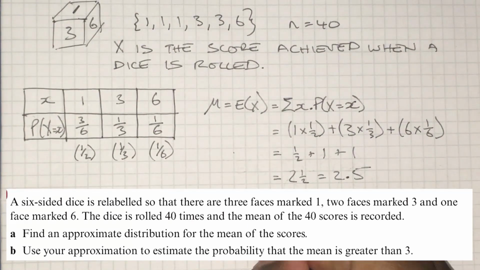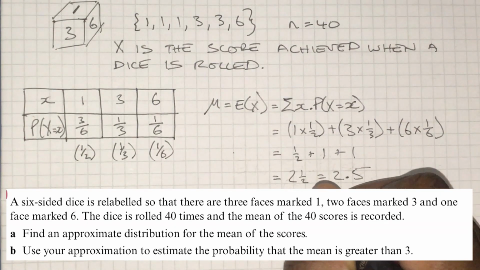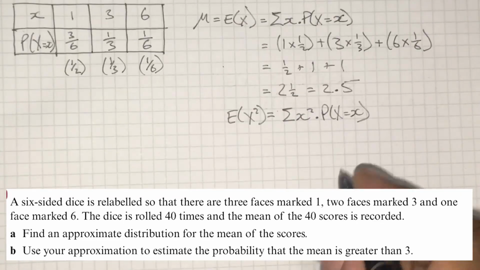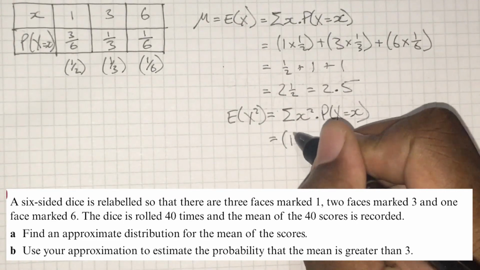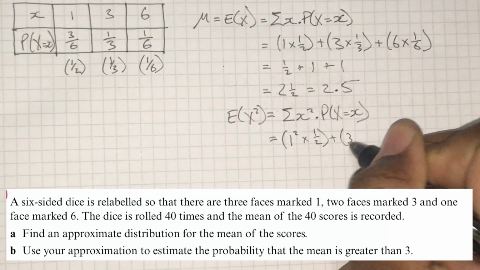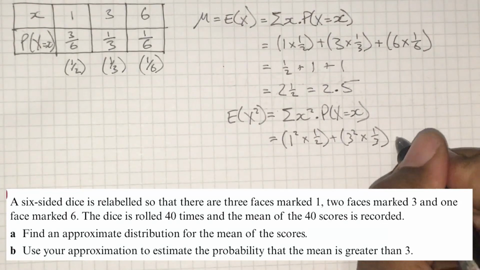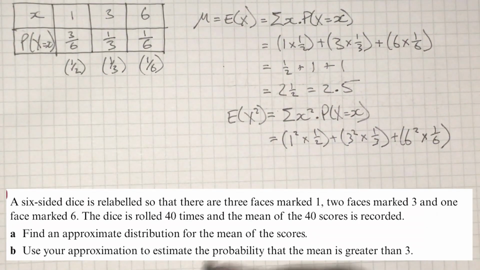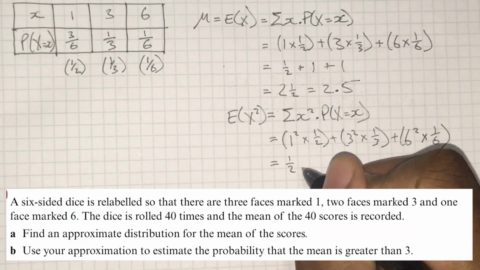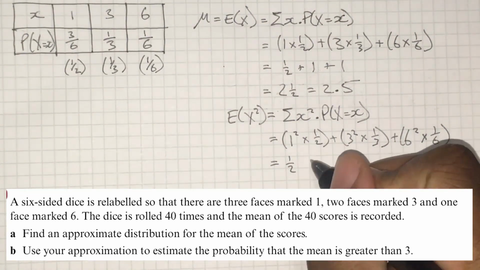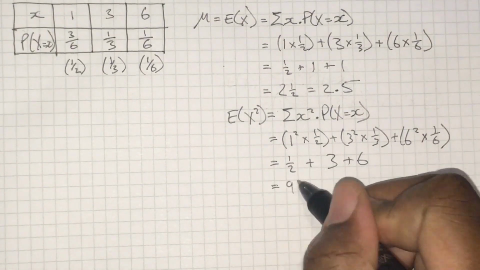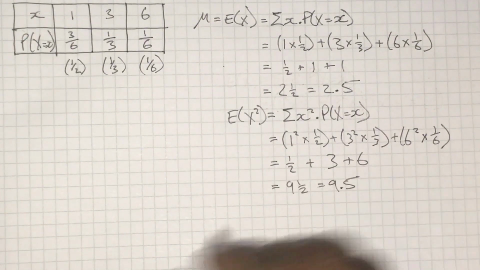We also need to calculate sigma. In our calculation, we're going to need to make use of the expectation of x squared, so let's do that now. That's the sum of each of the x values squared, multiplied by the corresponding probabilities. So a very similar calculation: 1 squared multiplied by a half, 3 squared multiplied by a third, and 6 squared multiplied by a sixth. Calculating this, we get 9.5 for the expectation of x squared.